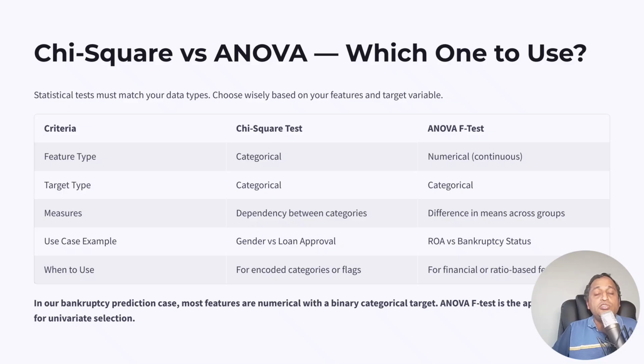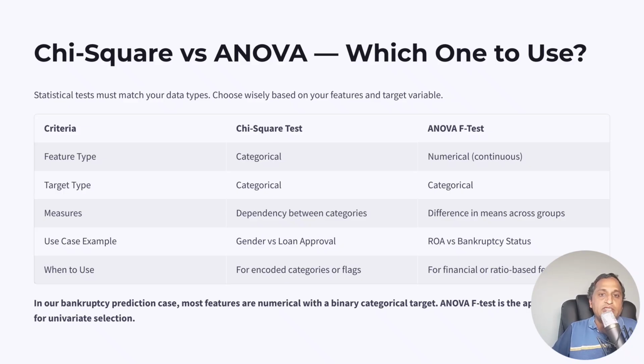ANOVA, on the other hand, is used when the feature is numerical and the target is categorical. It checks whether the mean difference is significant across the categories. So for example, if you're testing whether ROA, return on assets, differs between bankrupt and non-bankrupt companies, that's where ANOVA shines. It is perfect for financial ratios, percentages or other continuous features.